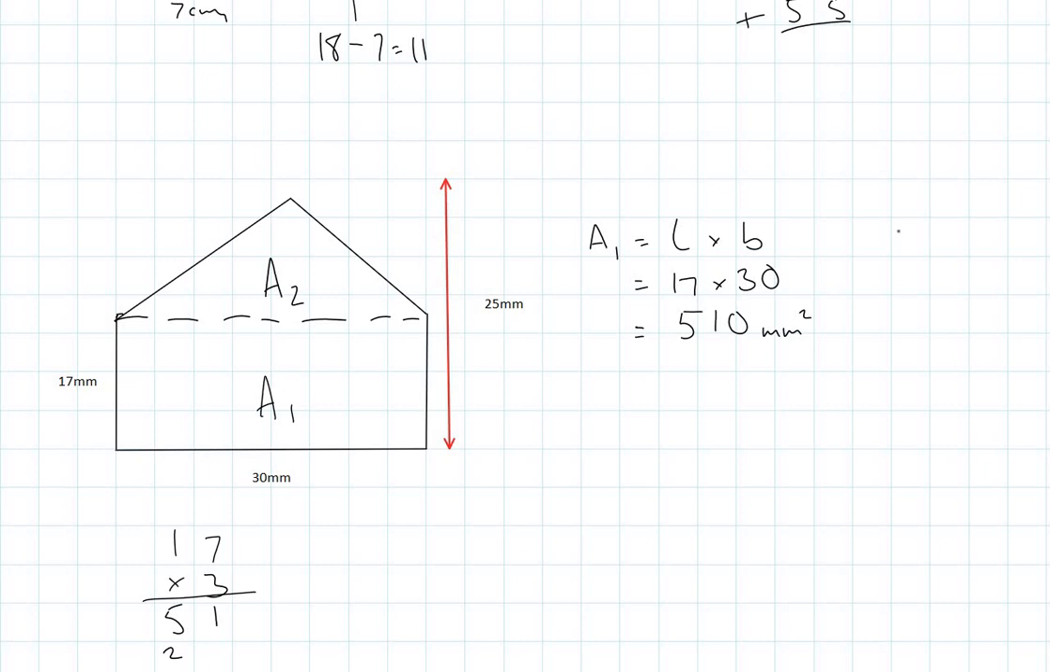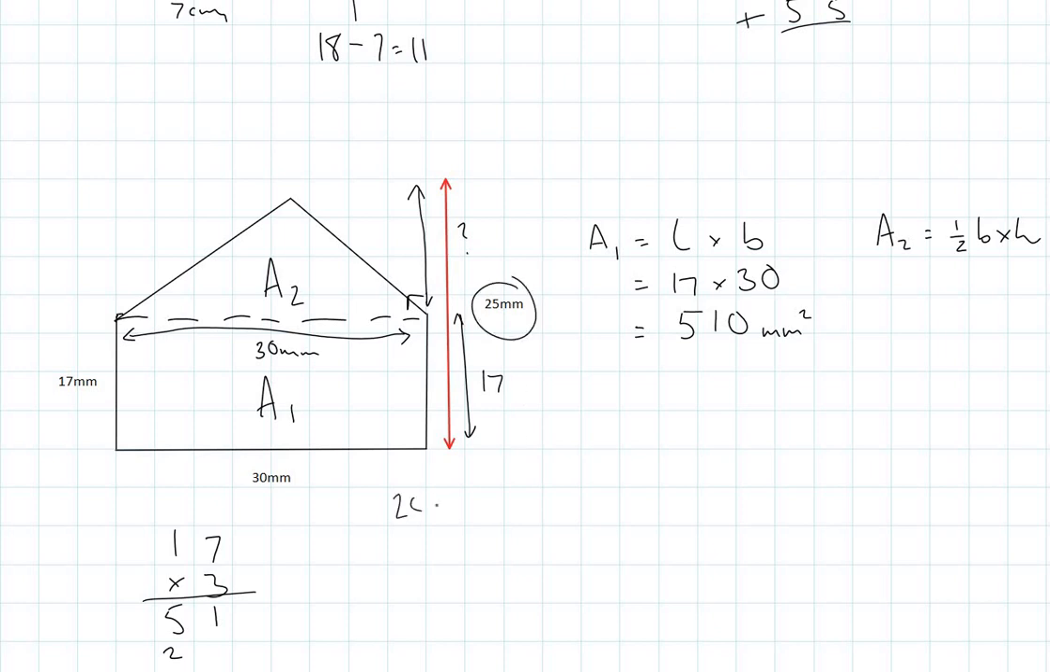That's millimeters squared. Area 2 is a triangle, so it's going to be half the base times the height. Now the base is the same as the breadth of the rectangle, 30 millimeters. But I've got to work out what the height is. Remember, the height's at right angles to the base. I know the bottom is a rectangle, so that's 17. What would I add on to that 17 to make 25 altogether? So I'm doing 25 take away 17, which is 8 millimeters.